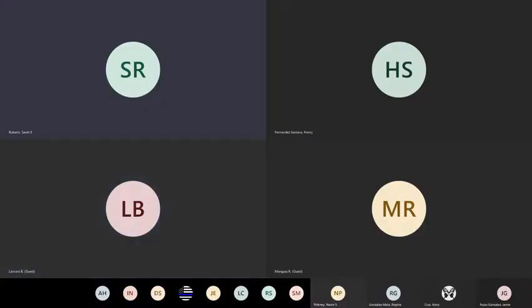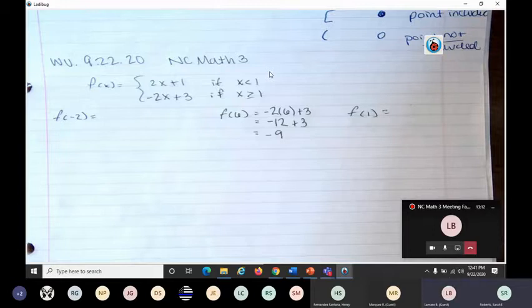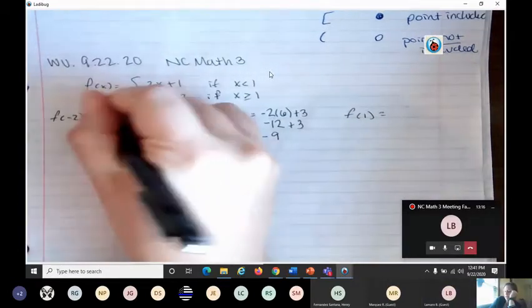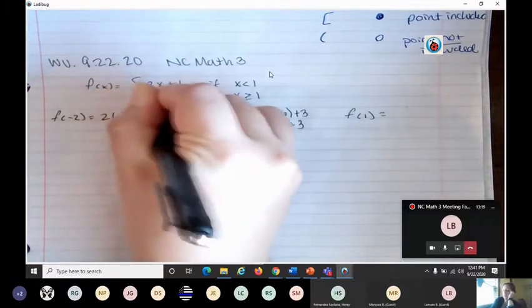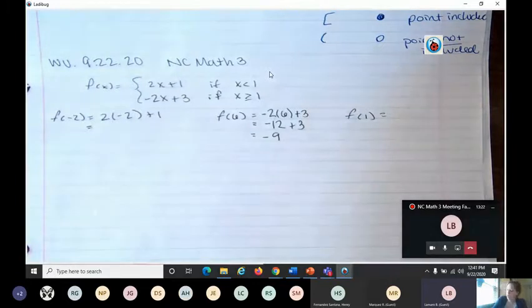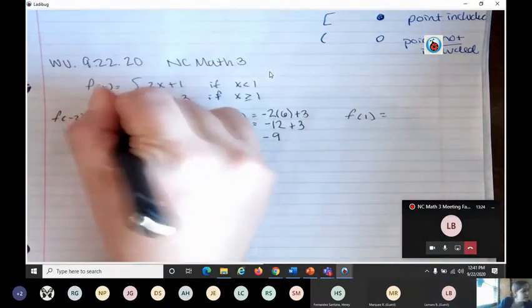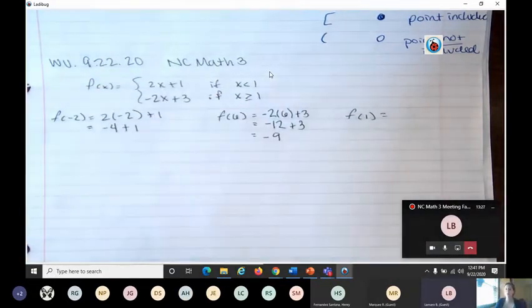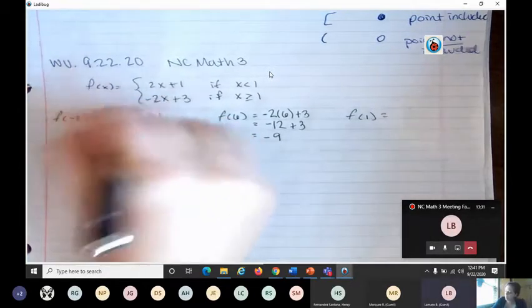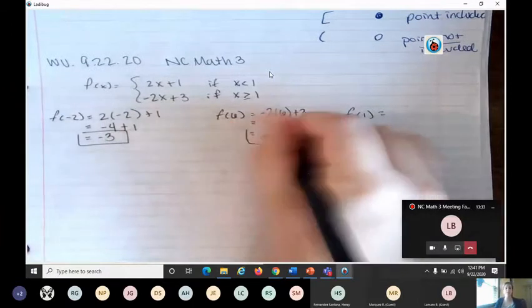Smaller than. Very good. So we're going to stick it into this top function right here. We have 2 times -2 plus 1. And what's 2 times -2? -4. Good. -4. And then we're adding 1 to that. And -3. Good job. Perfect, Lamero. All right. We got 2 out of 3 done.